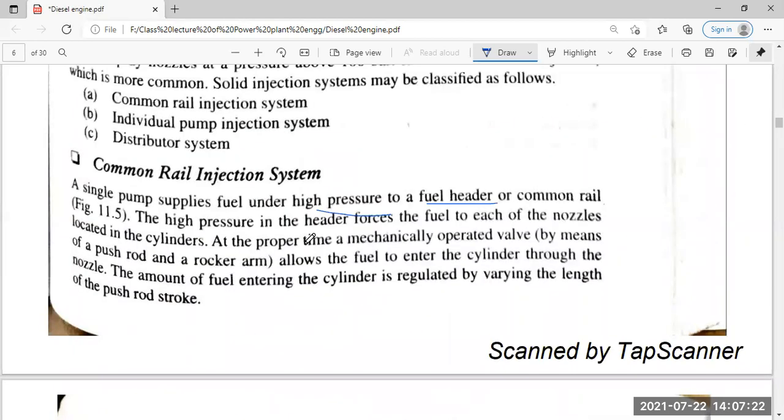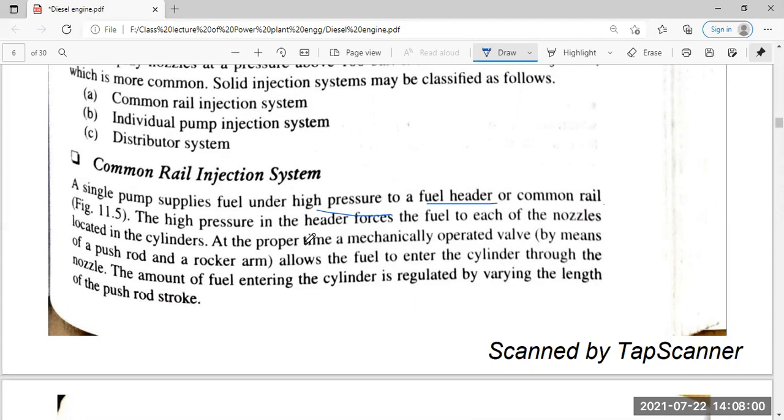So a single pump pumps to the fuel header system. The high pressure in the header forces the fuel to each nozzle located in the cylinders. A cylinder may have one nozzle or multiple nozzles. The mechanically operated valve, by means of a push rod and rocker arm, allows the fuel to enter the cylinder through the nozzle, so the pump has to be timed in that way.